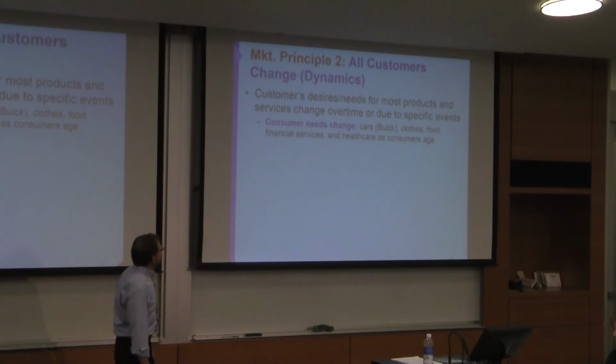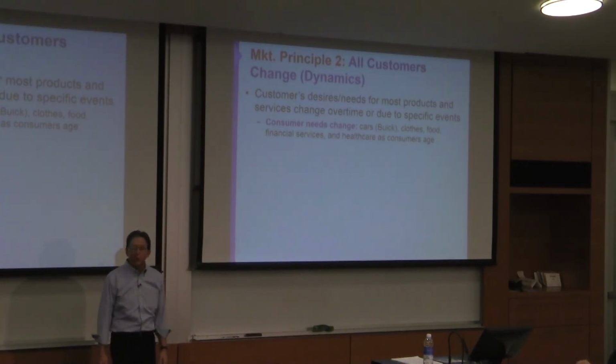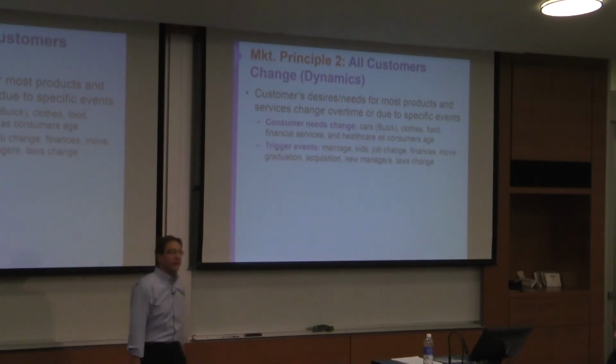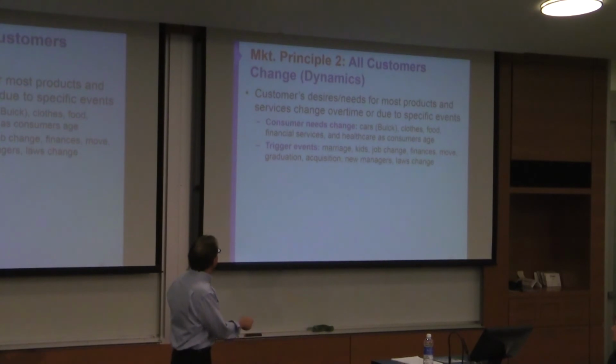Let's think of them. Consumers' needs change. Cars, we talked about beauty, clothes, foods, financial. These all change as consumers age. Pretty straightforward. They also have trigger events. Marriage, kids, job, all these things change.